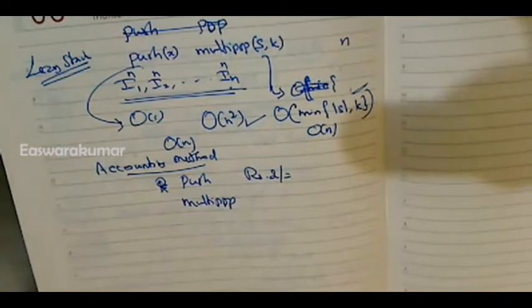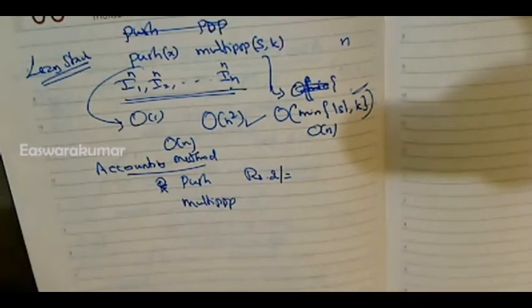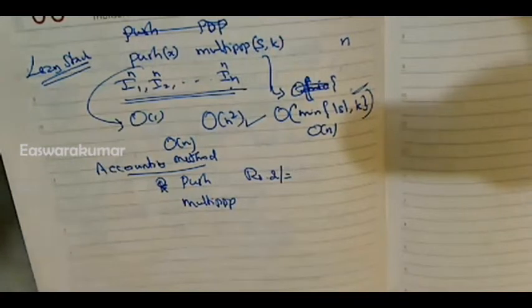So we are paying something. It's the accounting method. We are paying something. So I want to insert one element inside the stack. I am giving 2 rupees to the computer and telling the system, please take these 2 rupees. Actually, you need 1 rupee for pushing an element. Anyway, the balance 1 rupee, you take it.